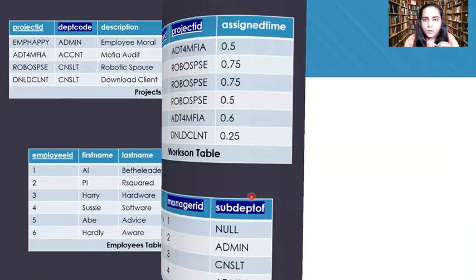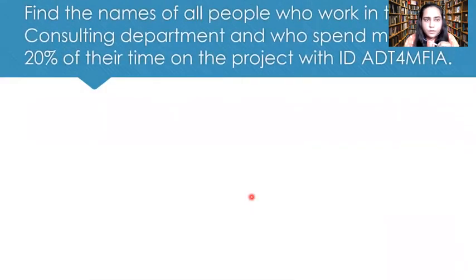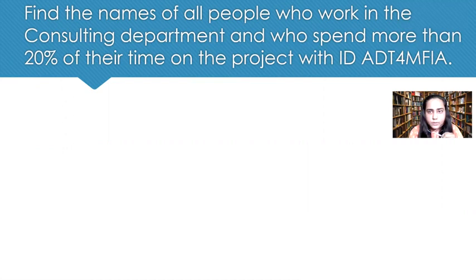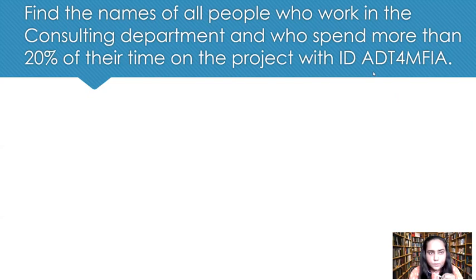Let's now move on to the next query. Find the names of all people who work in the consulting department and spend more than 20% of their time on the project with ID ADT 4MFIA. So this is quite a bit of a query, but it's not really that difficult.